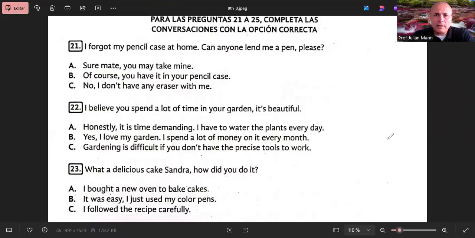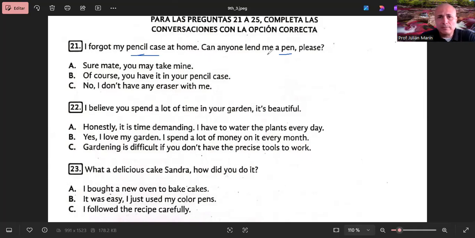21, it's a question, right? It starts with a comment, then a question. I forgot my pencil case at home. Can anyone lend me a pen, please? So over here we got pencil, we got pen, but more like a pencil case, right? So over here we got someone who's missing some tool. It is a classroom. Definitely it's a classroom. Somebody needs help, needs a pen specifically.